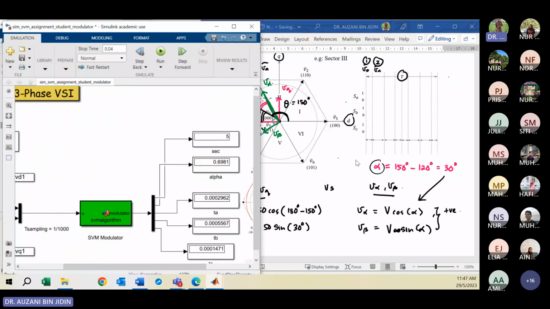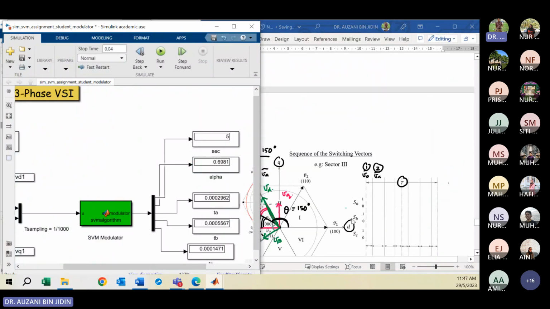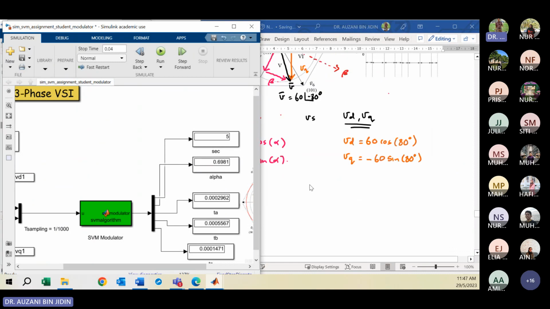Then you will compare the results, which are exactly the same, between the calculation value, simulation and experiment.